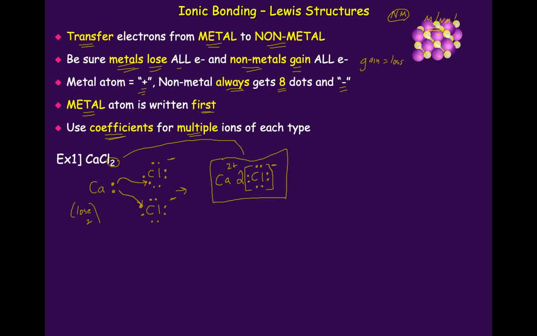A couple ways you can know you did this right is by looking at the total charge on the negative. 2 times minus 1 is the same as the 2 plus. Okay, very similar to how we did the crisscross, right? We took 2 plus and minus, and we crisscrossed, and what do we get? We get calcium chloride. Now you see why you have calcium 2 chlorides, because you need 2 chlorides to gain the 2 electrons from calcium. All right, so it's important to know that.